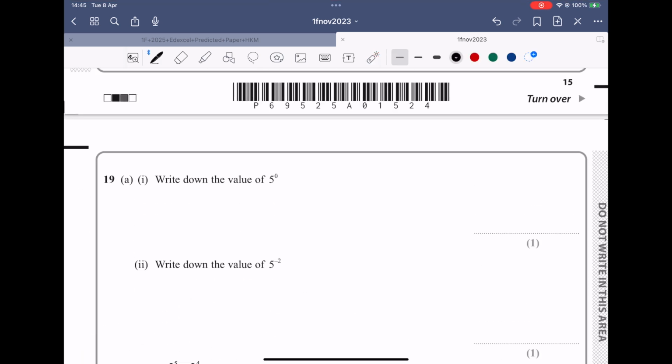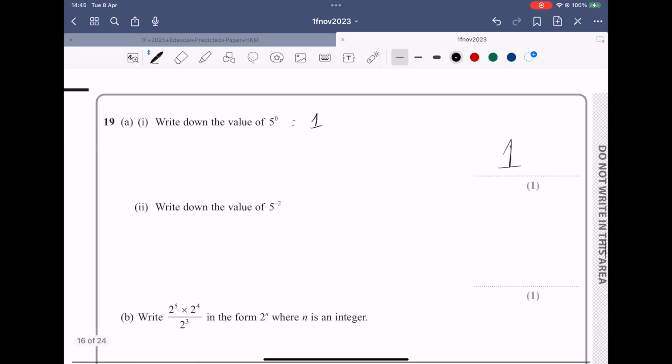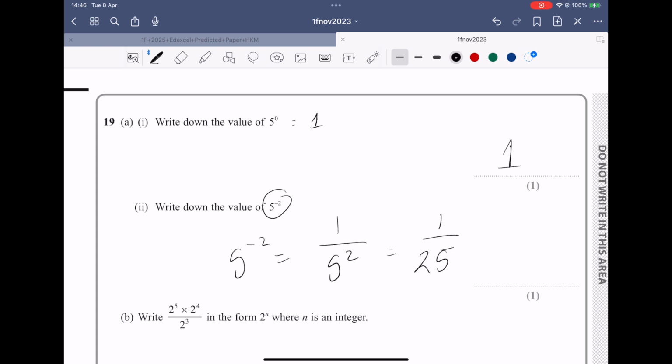5 to the power of 0, anything to the power of 0 is always 1. So just put a 1 in, right? Doesn't matter what it is. Anything to the power of 0 is 1. 5 to the minus 2 is 1 over 5 squared. So the power just goes to the bottom. So that is 1 over 25. All right, 1 over 25.